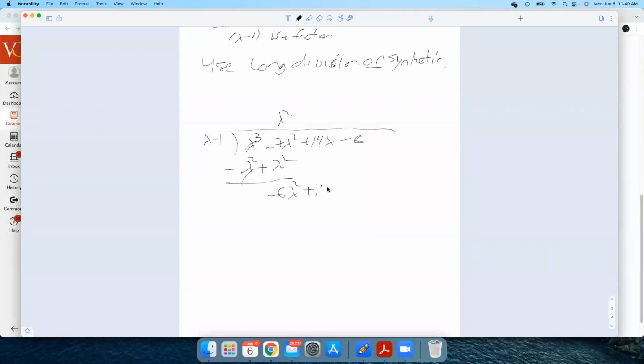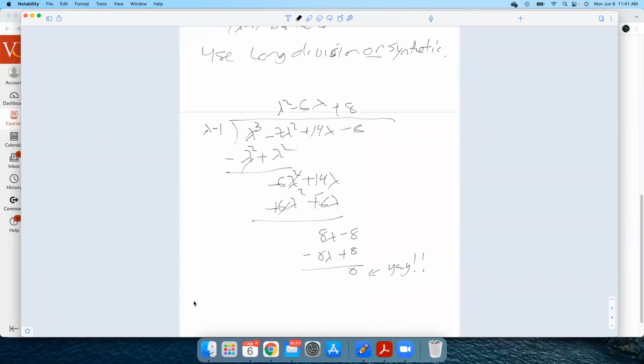Bring down the next guy. So this will be -6 lambda. So distribute plus 6 lambda. Draw the line, change the signs. These cancel out, they better. And then this will be 8 lambda minus 8. So here I'll have plus 8. So distribute 8 lambda minus 8, draw the line, change the signs. I get a remainder of 0. You better get a remainder of 0 or you've done goofed.